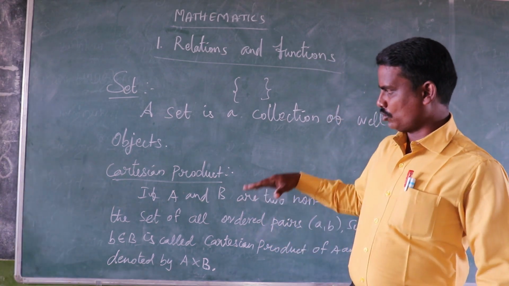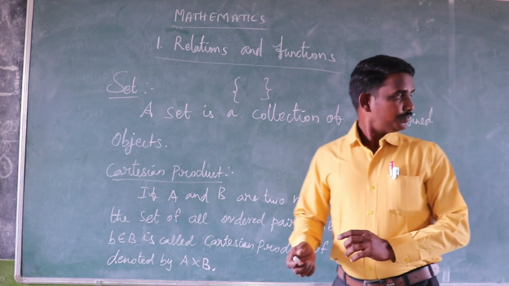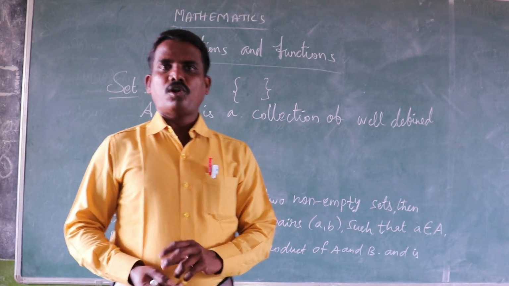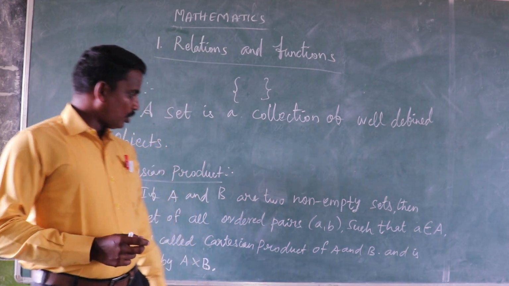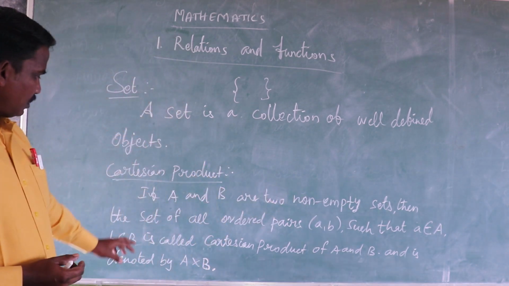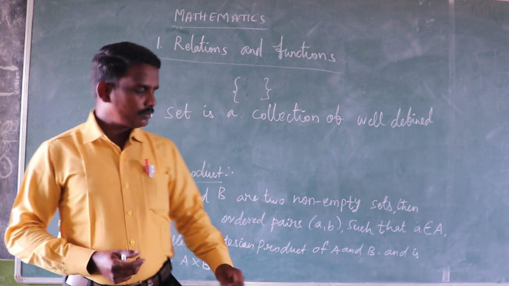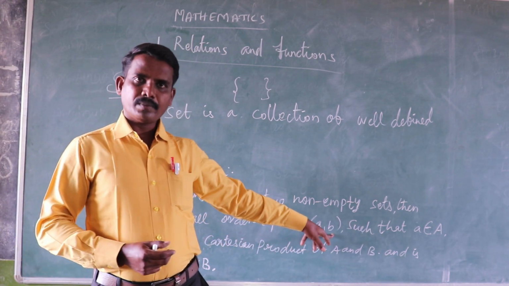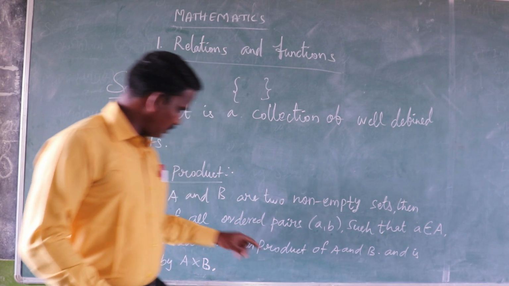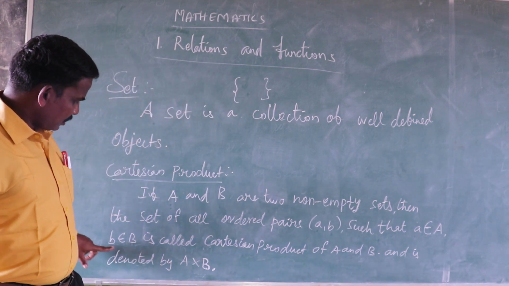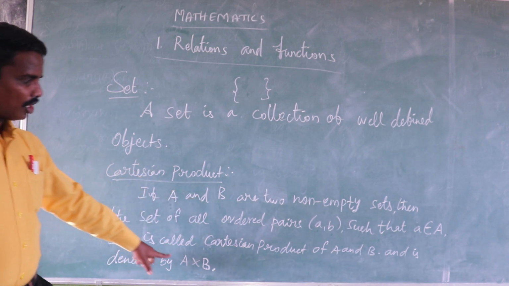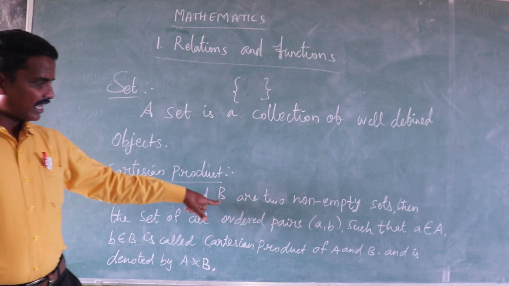Okay, here you are going to study the Cartesian product. So what is the Cartesian product? The Cartesian product is the relation between two non-empty sets. We consider here A and B as two non-empty sets. Then the set of ordered pairs (a, b) such that a belongs to the first set A, capital A, and b belongs to the second set B, is called the Cartesian product of these two sets A and B.